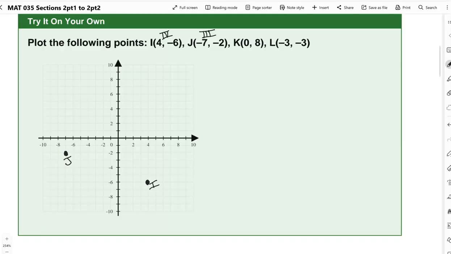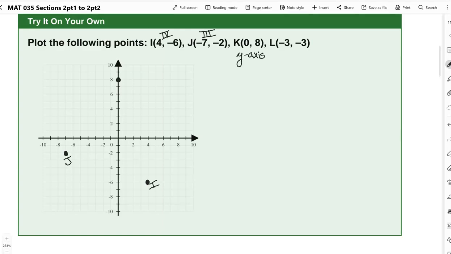K is the point (0, 8). So we're going to move over 0, which means we're going to be on the y-axis, and up 8. So this does not live in a quadrant. It lives on the y-axis. So I'm just going to write y-axis there.